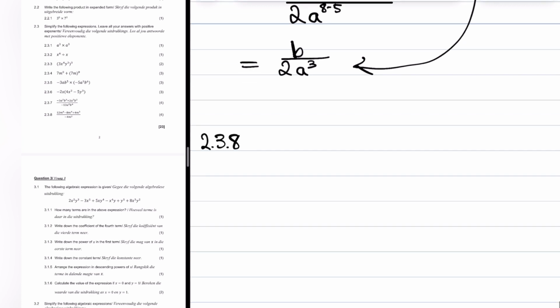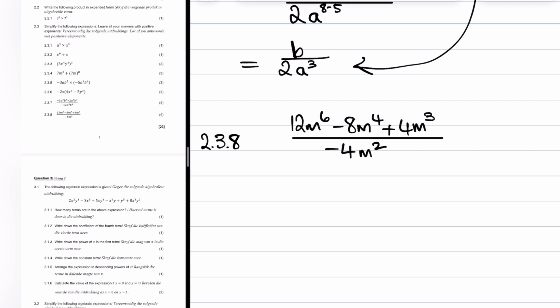we have another fraction, and this time I've got 12m to the power 6 minus 8m to the power 4 plus 4m to the power 3. And that is all over negative 4m to the power of 2.